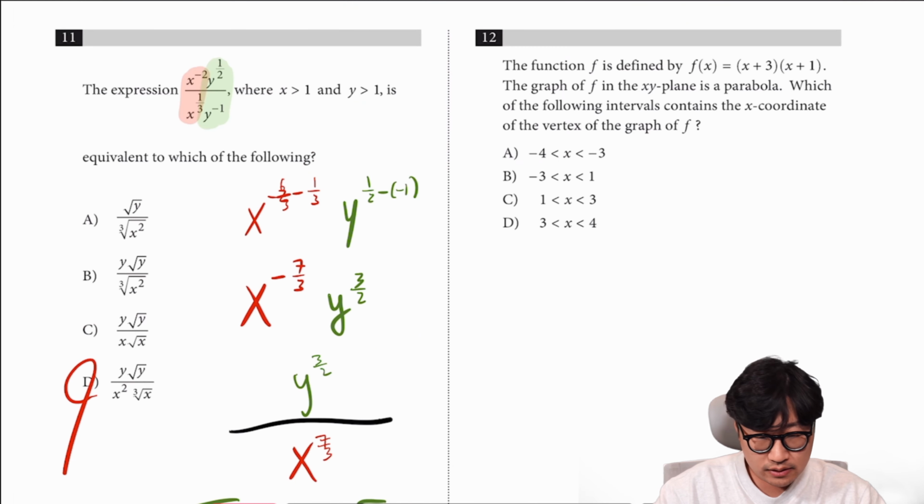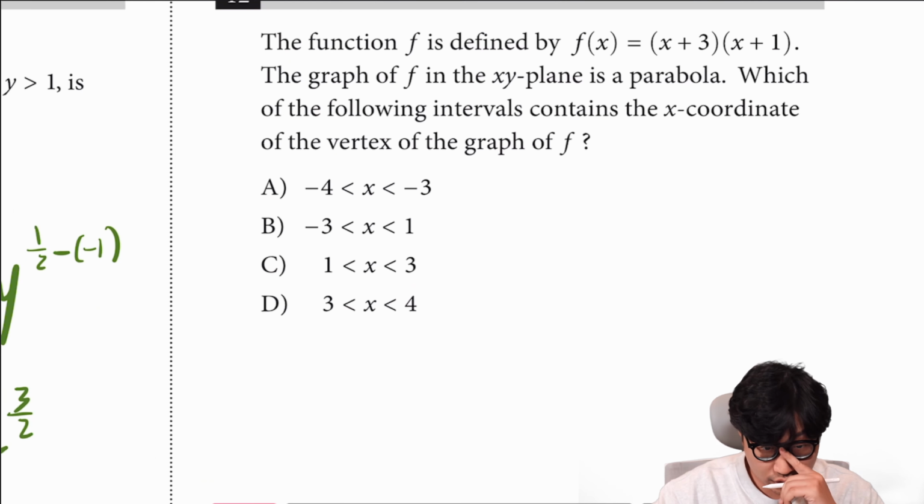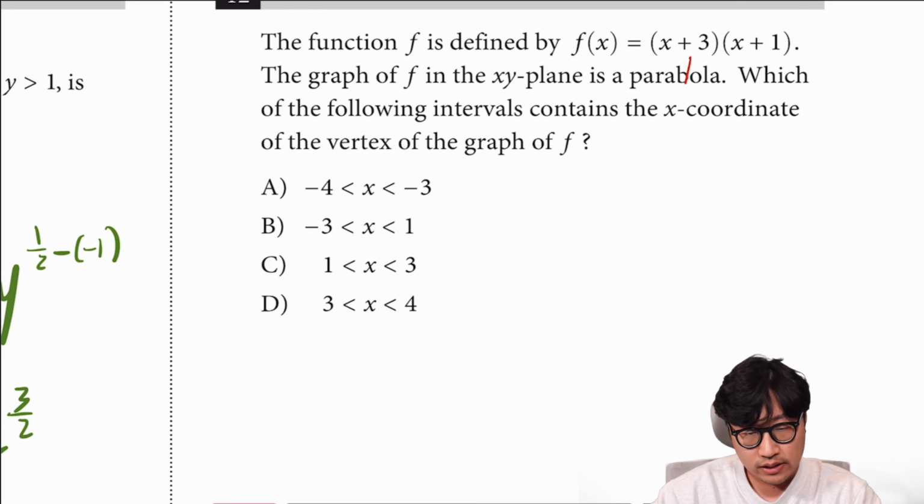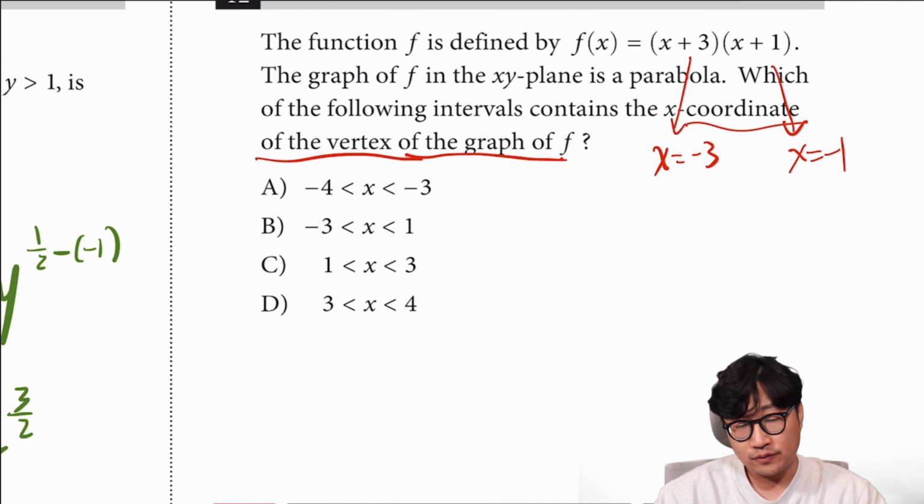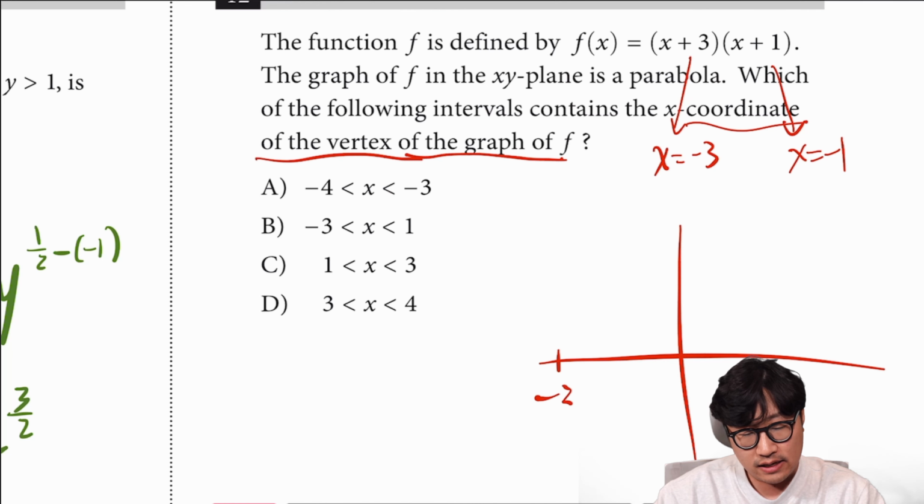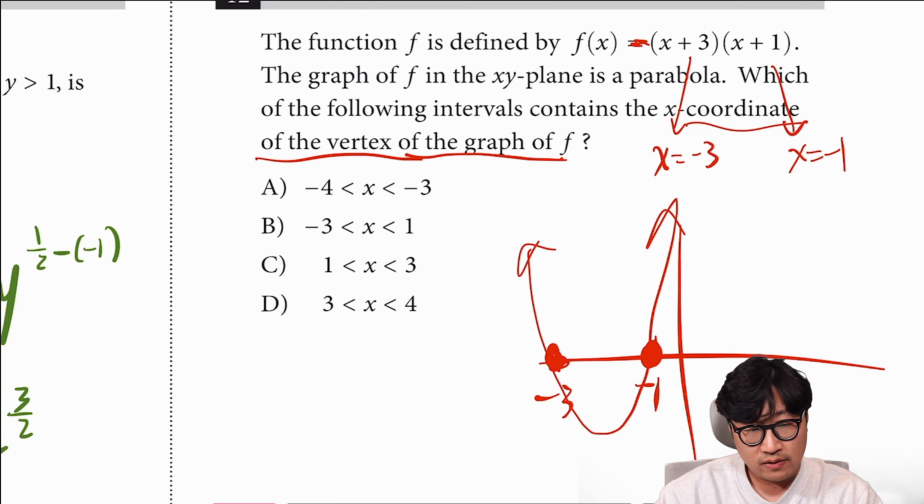All right, number 12. Function f is defined by that expression. It's a parabola, right? So it has zeros at x equals -3 and x equals -1. What do they want? Which of the following intervals contains the x-coordinate of the vertex of the graph? The zeros are at -3 and -1, so I don't know exactly where the vertex is, but it's going to be a smiley face because there's no negative there.